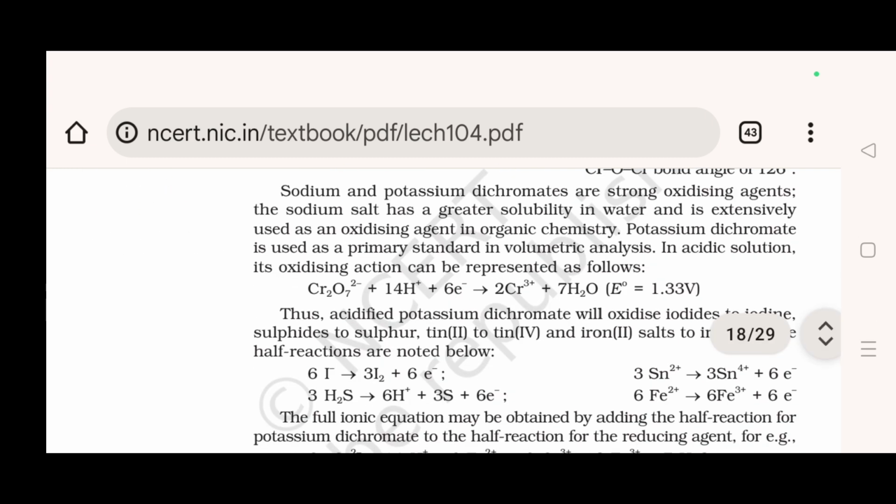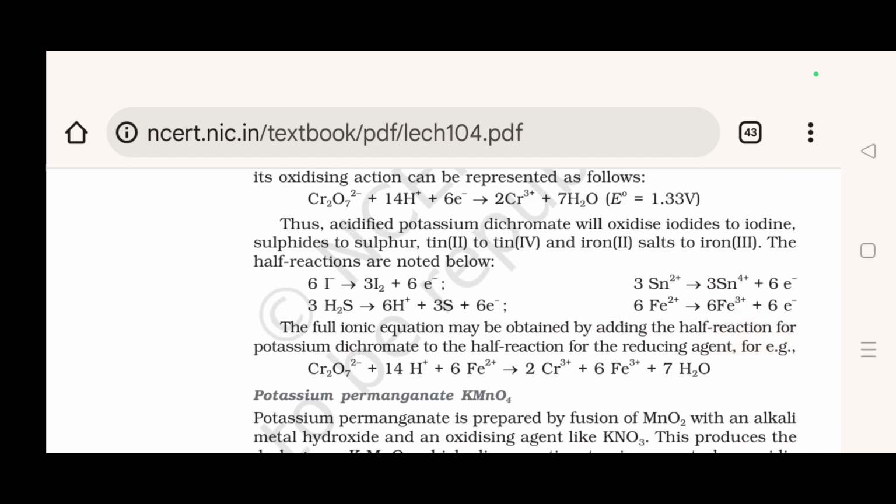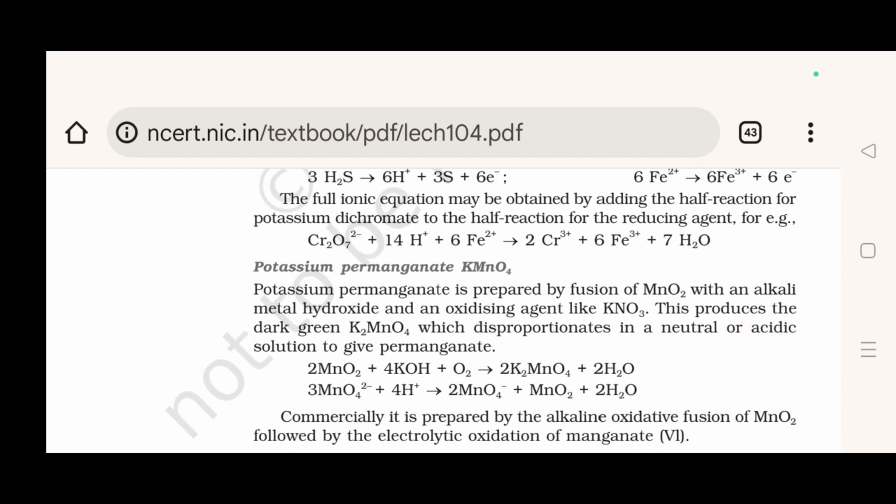Thus, acidified potassium dichromate will oxidize iodides to iodine, sulfides to sulfur, tin(II) to tin(IV), and iron(II) salt to iron(III). The half reactions are noted below. 6I- gives 3I2 + 6e-, 3Sn2+ gives 3Sn4+ + 6e-, 3H2S gives 6H+ + 3S + 6e-, 6Fe2+ gives 6Fe3+ + 6e-. The full ionic equation may be obtained by adding the half reaction for potassium dichromate to the half reaction for the reducing agent.